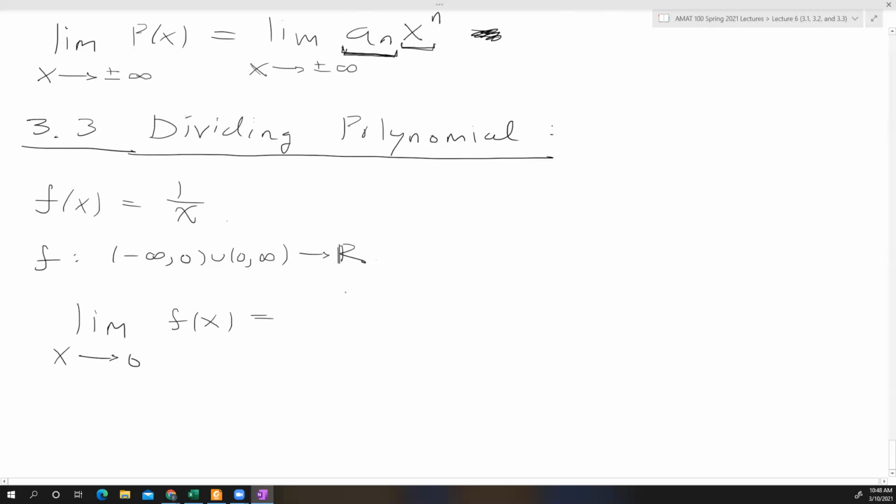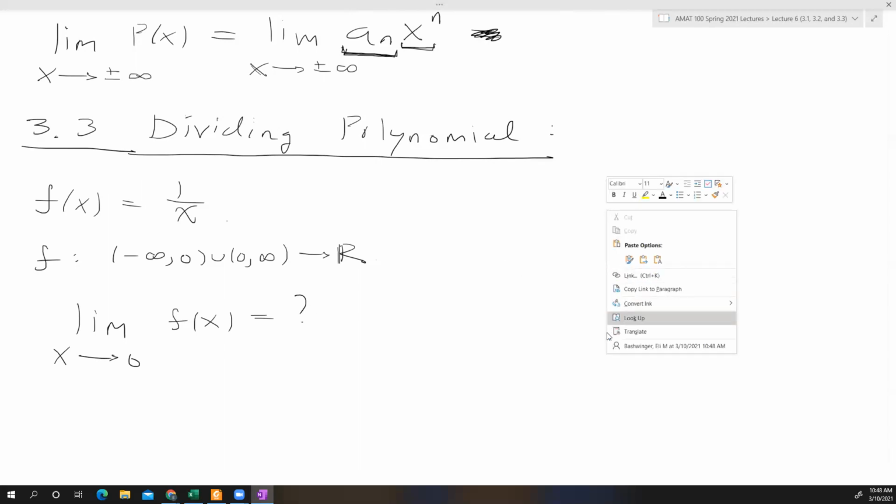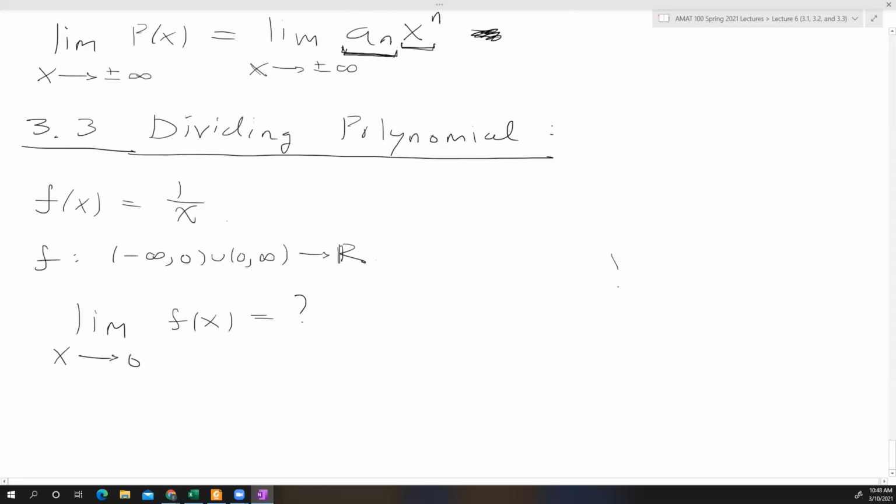So let's look at the plot of 1 over x. The plot of 1 over x looks something like this. You can plot this using Wolfram Alpha or whatever you want. You can plug in some numbers, make a table, or you can use a graphing calculator. It looks like this.